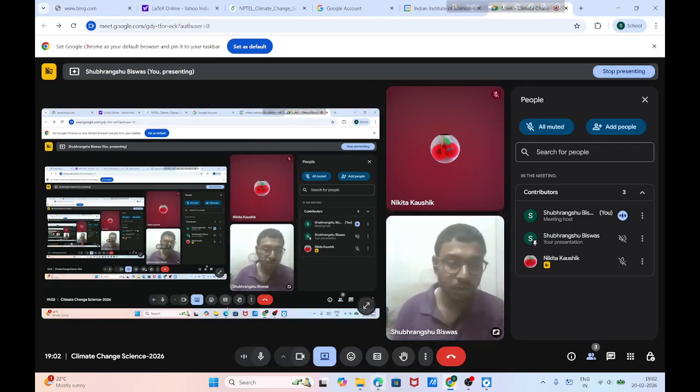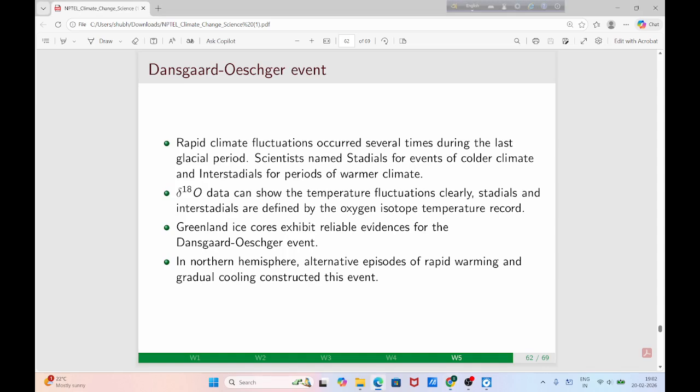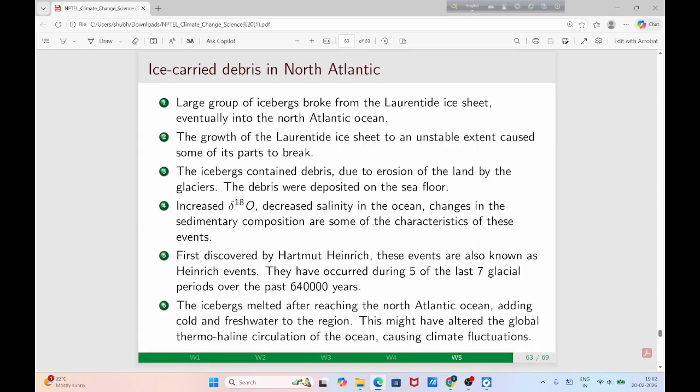So I will go to the next slide now. First, I have to explain in English, then I will explain in Hindi. The next thing is ice carried debris in the North Atlantic. What happened is a large group of icebergs broke from the Laurentide ice sheet, eventually into the North Atlantic Ocean. That is very close to the area of Canada. That's why it easily fell into the North Atlantic Ocean.